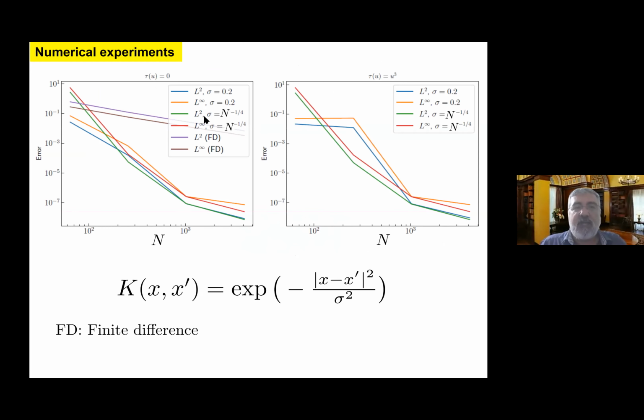The following experiments compare the convergence of the finite difference method with the convergence of the proposed method using a Gaussian kernel. This is when the nonlinearity is 0, and this is when the nonlinearity is u cubed. And this is our Gaussian kernel.